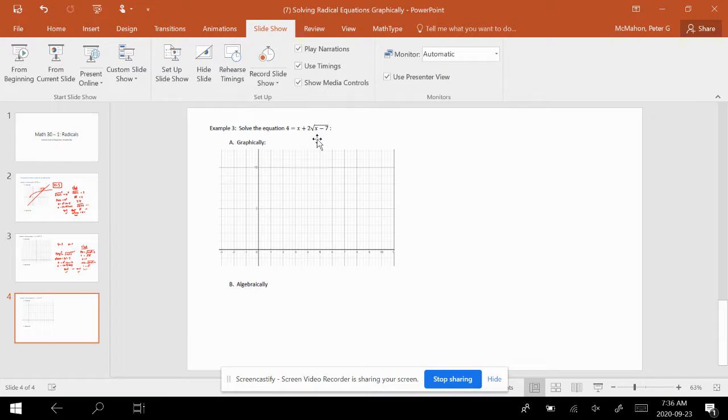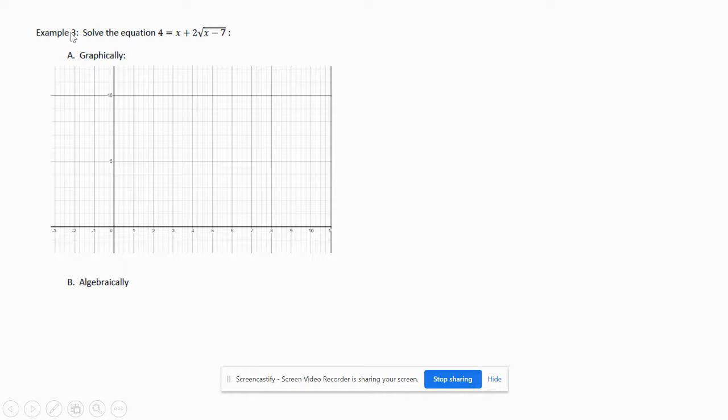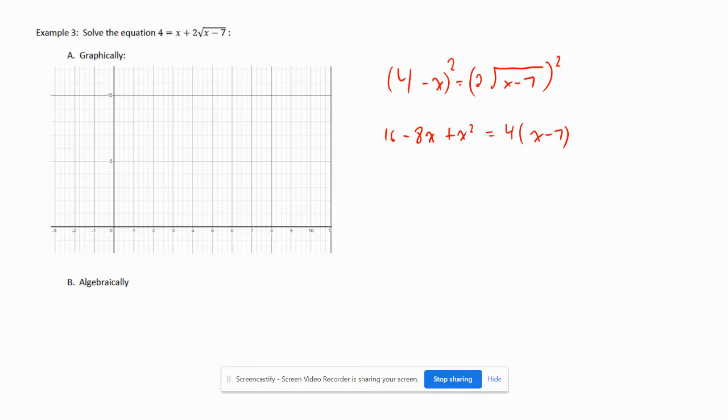So we saw this picture over here. Let's see why this is the case algebraically. So what I'm going to do over here is I'm going to subtract x from both sides, and we have 4 minus x equals 2 square root of x minus 7. Same thing, let's square both sides. We're going to get 16 minus 8x plus x squared equals 2 squared is 4 times x minus 7.